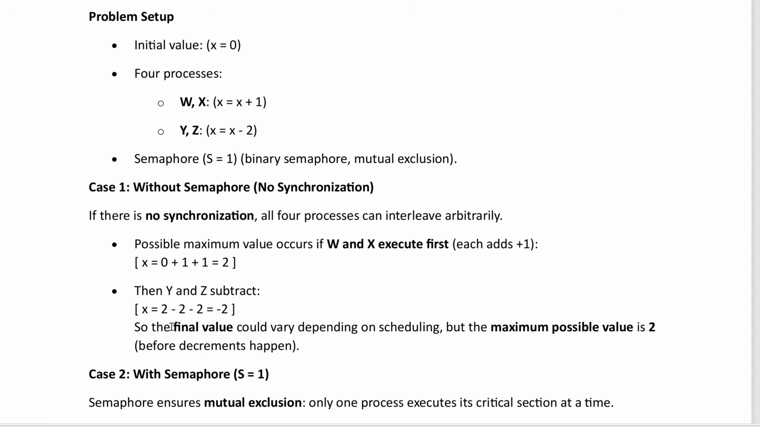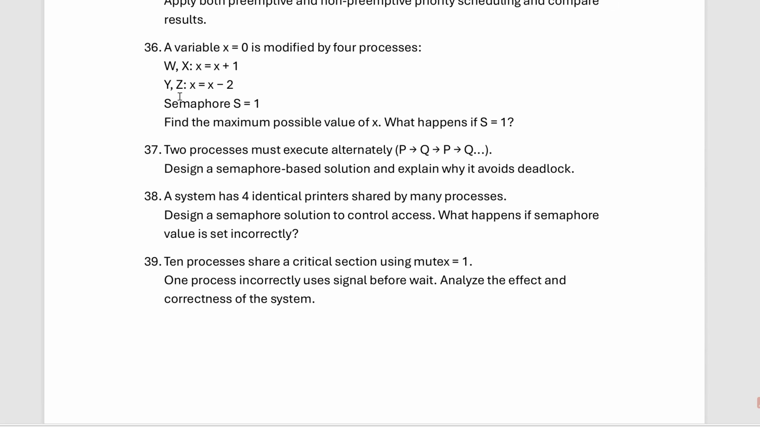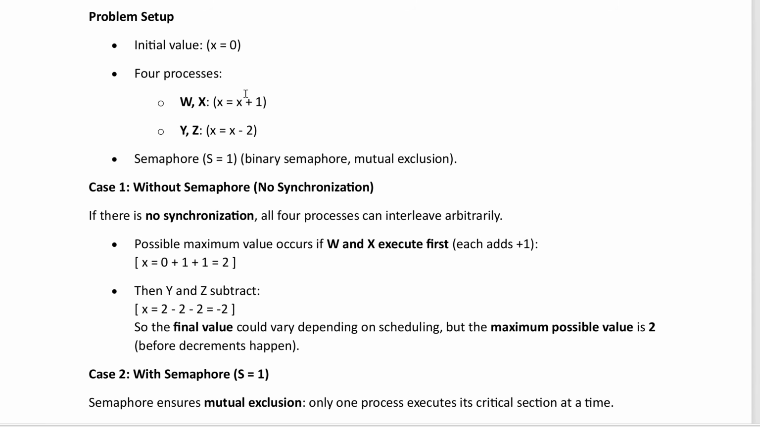Then Y and Z subtract 2 each from the value of x. The value of x was 2, so 2 minus 2 minus 2, giving a final value of minus 2. But the maximum value that can occur is 2. So the maximum possible value in this scenario is 2. We were supposed to compute this value. Okay.